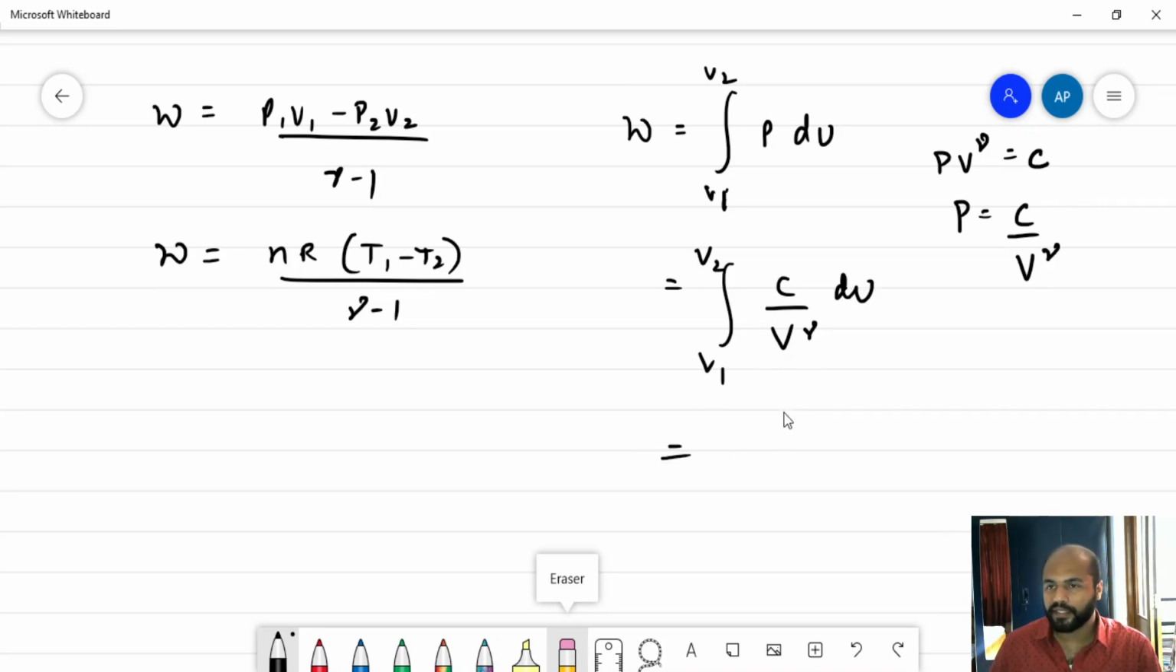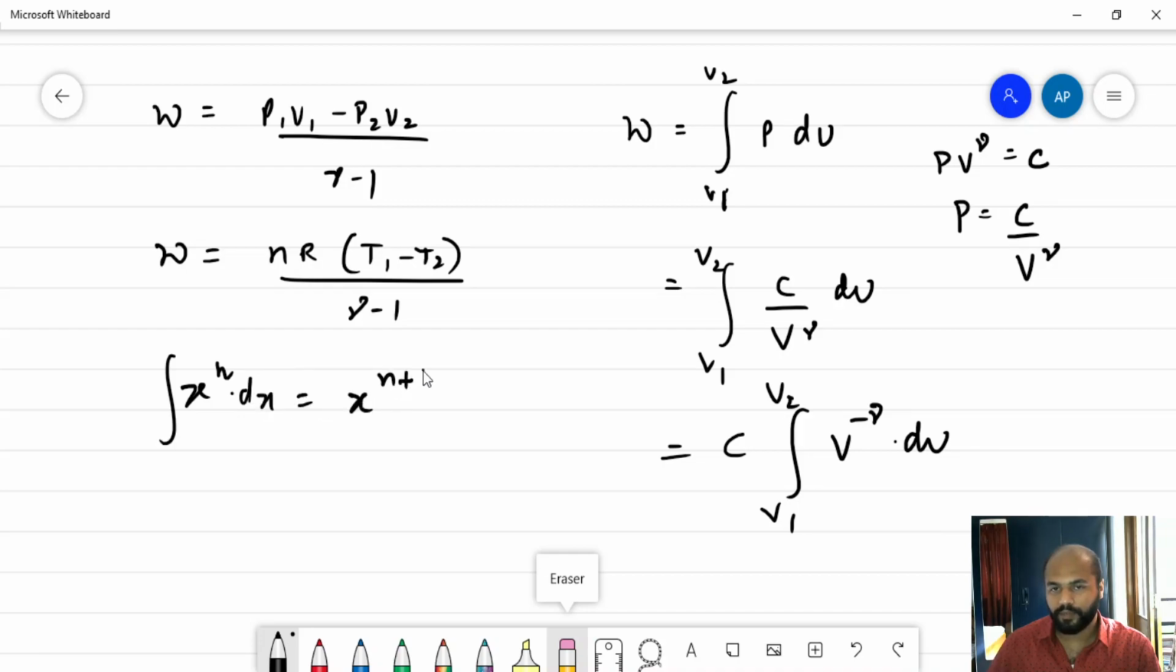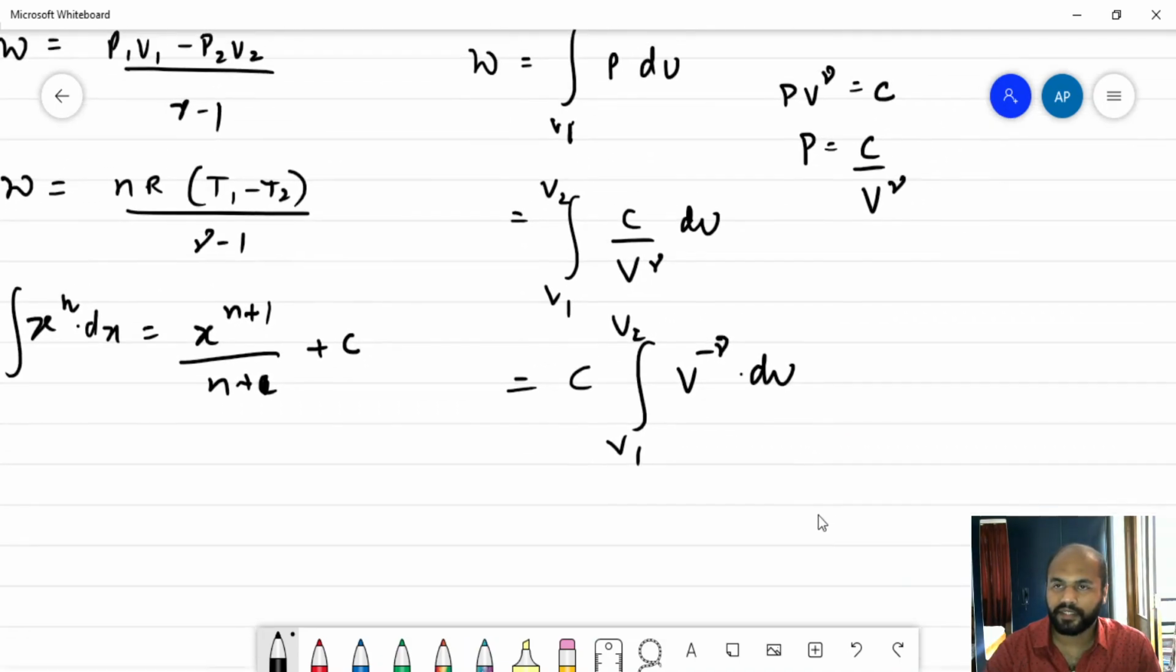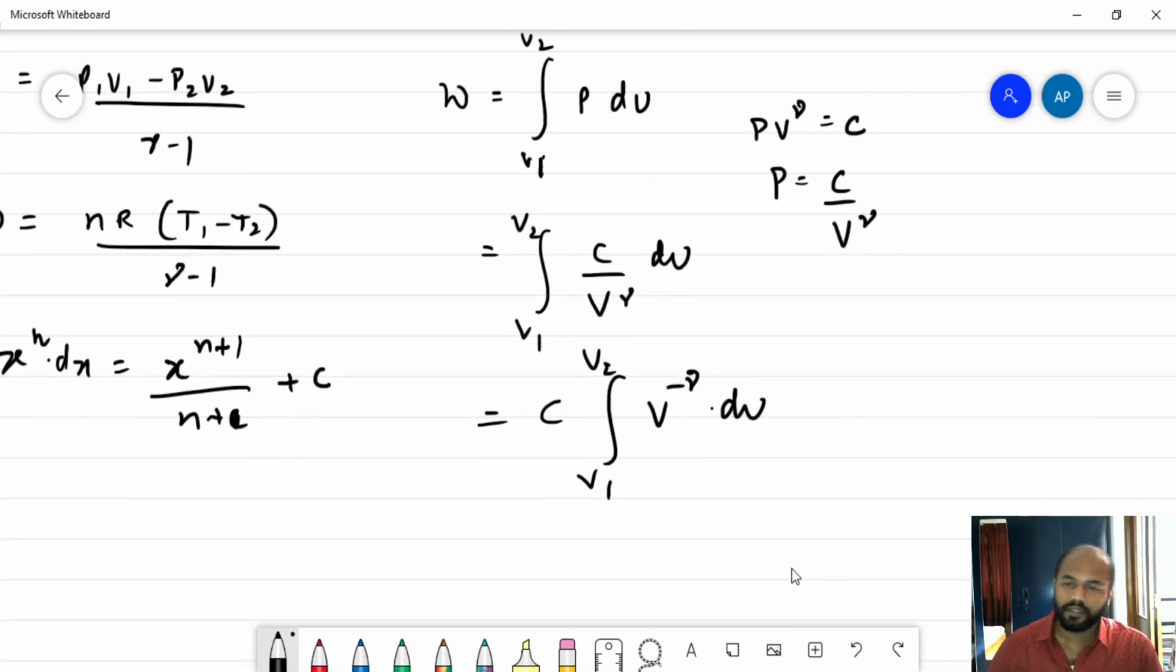Now is the time to integrate this. Let's take the C out and then integrate from V1 to V2 this V raised to minus gamma dV. Any expression of the form x raised to n with respect to dx, we could integrate as x raised to n plus 1 by n plus 1 plus c. This is the way we integrate. Now let's try and integrate this. If we integrate this particular expression, we get V raised to minus gamma plus 1 by minus gamma plus 1, and the upper limit and lower limit would be V2 and V1.